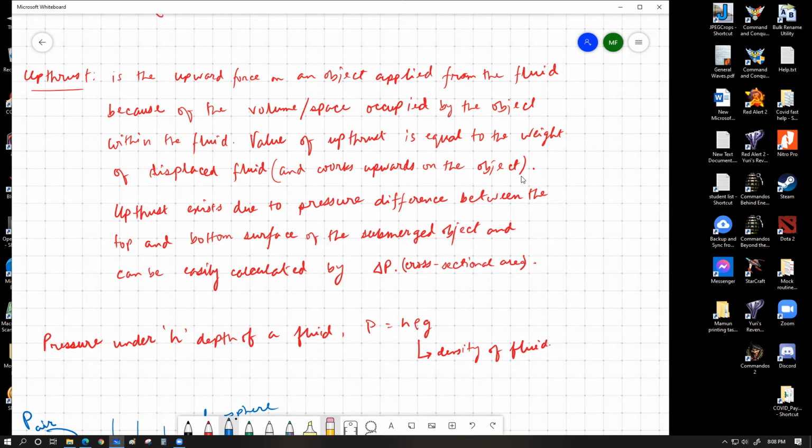Upthrust should always be aiming upwards. Weight is working downwards, upthrust will always work upwards. Upthrust exists due to the pressure difference between the top and bottom surface of the submerged object and can be easily calculated by pressure difference into cross-sectional area. This is the basic concept for the upthrust idea.